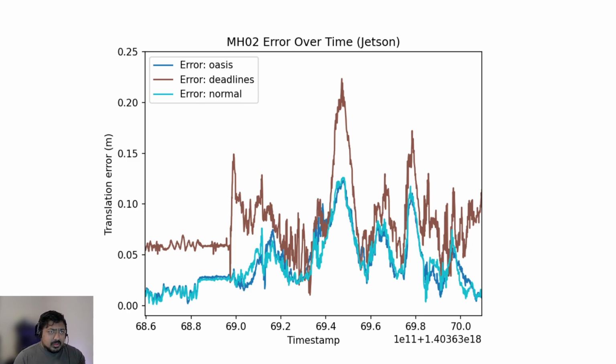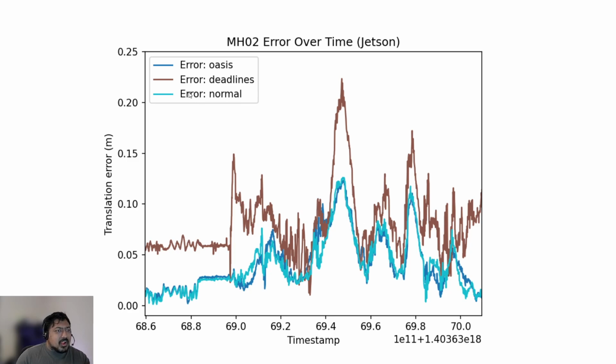So here is MH02, which is Machine Hall 2 from the EuRoC MAV dataset. And in the brown line, you see the error that occurs when you start dropping those 1 in every 5 frames. And the error spikes pretty large in areas where there's a pretty significant change in the scene. The light blue you see is what happens when you give an infinite amount of time to every frame. Deadlines are not considered at all. There's still error, it's significantly lower, but this is the ideal case.